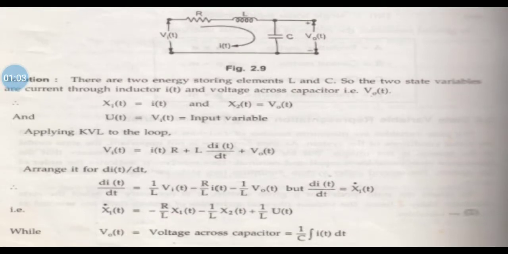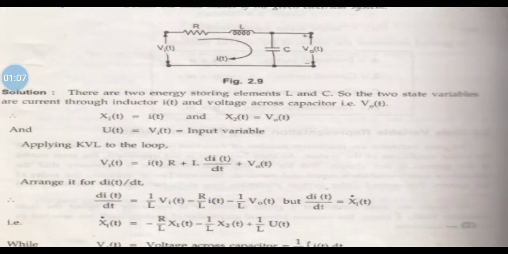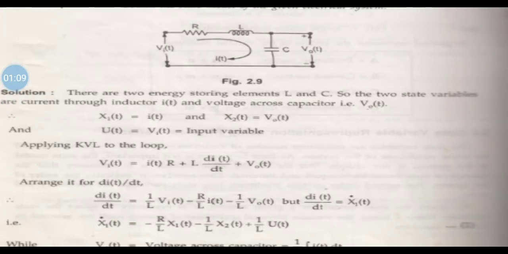Now we will apply KVL to the loop. Which loop do we have to take? The input side. So Vi of t we can write as Vi of t is equal to I of t into R plus L di by dt plus V naught of t. V naught of t is nothing but the voltage across the capacitor, that is why it is written as V naught of t.